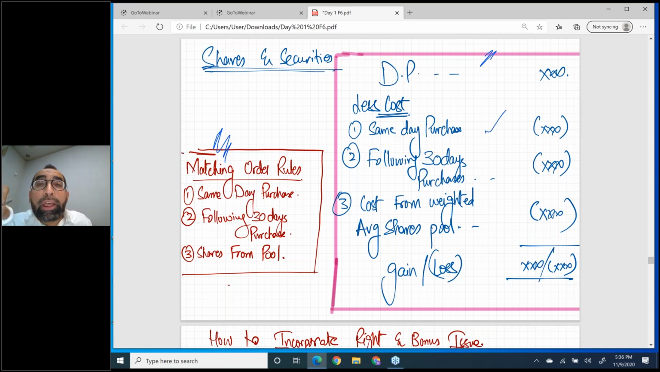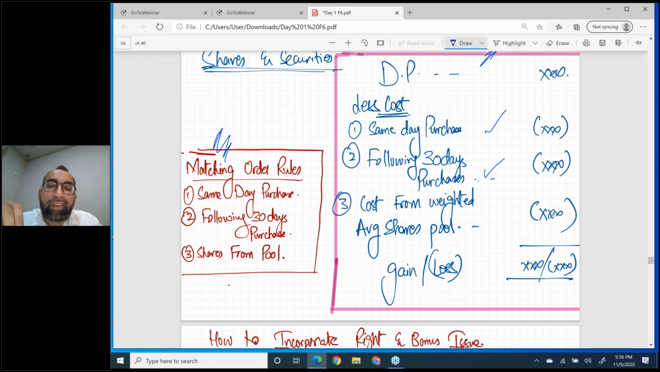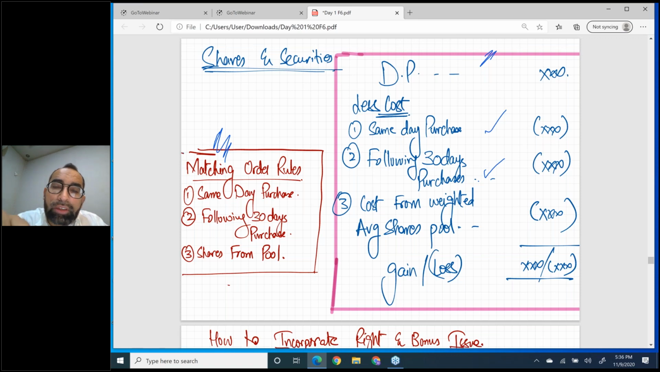Then number two, following 30 days purchases. Following 30 days means from the disposal date, the future 30 days. If there are any purchases in the future 30 days, use that cost. And the last thing is cost from the weighted average shares pool. You have old shares before the disposal date, you must have bought old shares. So from that weighted average share pool you have to take out the cost. These are the three steps which you must follow in order to compute gain of shares and securities.